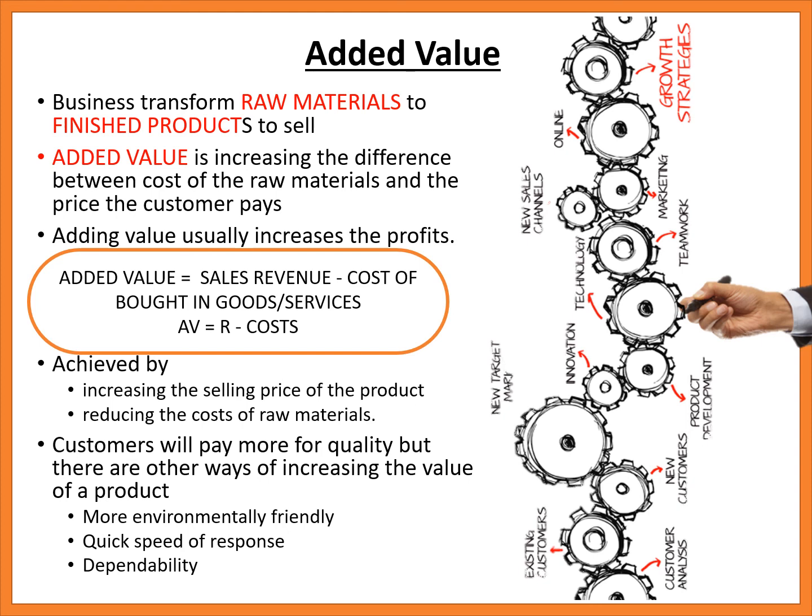So it's usually achieved by increasing the selling price of the product and reducing the costs of the raw materials. Customers will pay for quality, right? If it's quality, great, they will take more. But like I just said, it can come down to other factors as well. The way we work out added value is sales revenue minus the costs of the bought-in goods or services. It is that simple. So sales revenue minus costs, the same way of looking at profit at a basic level.